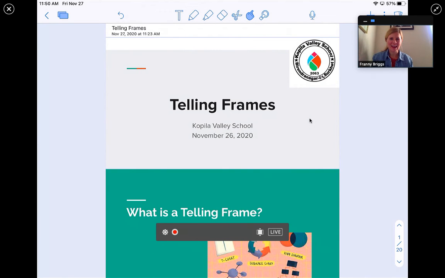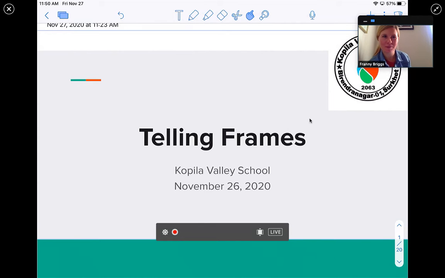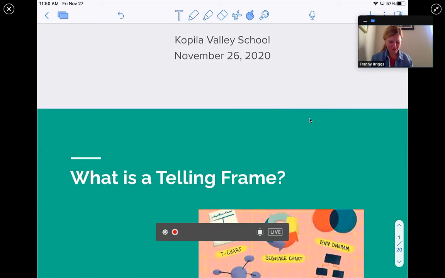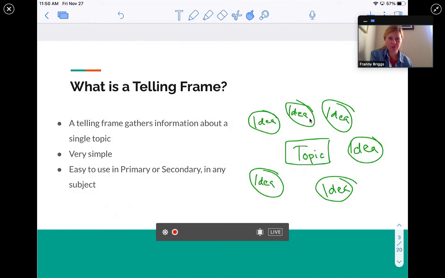We're back again, this time to talk about telling frames. What is a telling frame? A telling frame is when you're gathering information about a single topic. So you have one topic. You're not comparing things or contrasting things or trying to tell a story. It's just gathering ideas about a topic.